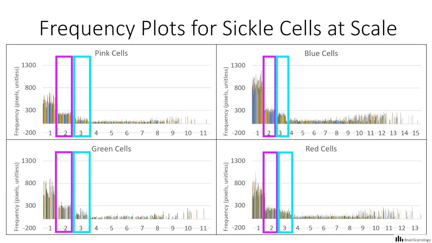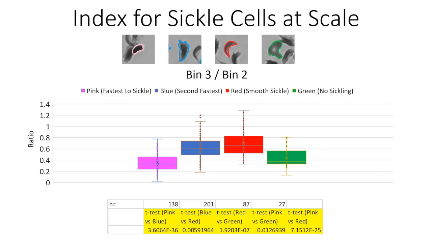changes between cell shape subtypes. For all 4 frequency plots, bin 2 is boxed in pink, and bin 3 is boxed in blue. An index can be made to distinguish between sickle cell shape subtypes based on this observation. The index used here was the ratio of bin 3 over bin 2. Box plots depicting the ratio of bin 3 over bin 2 are shown here for each sickle cell shape subtype.